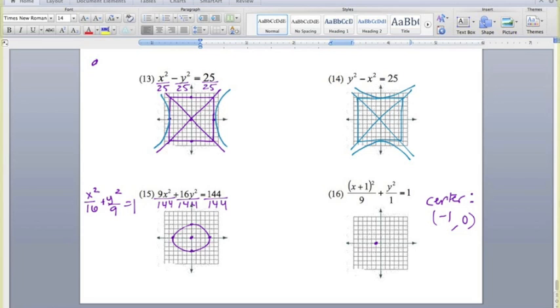Then from that center, since under the x is a 9, I'm going to go 3 in each direction. And under the y is a 1, so I'm going to square root and go 1 in each direction. It's a small ellipse.